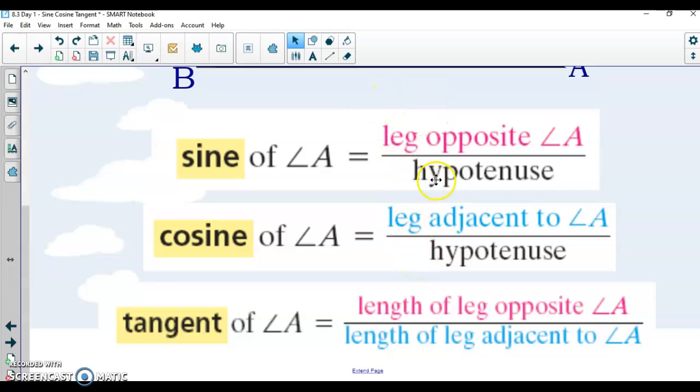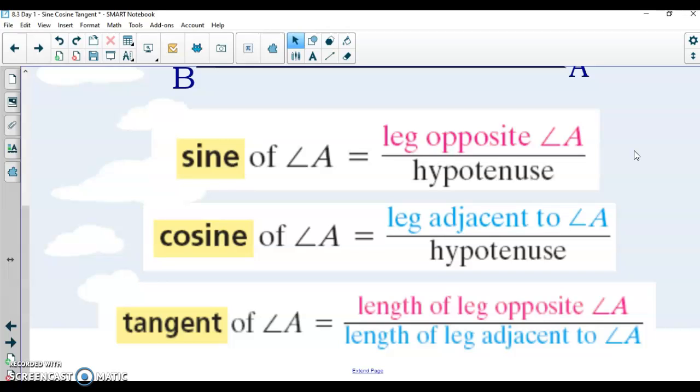Our sine function, or sine ratio, compares the length of the opposite leg to the hypotenuse. The cosine function compares the adjacent leg to the hypotenuse. And the tangent function compares the opposite leg to the adjacent leg. I think of this as having these three tools, and based on the information that we're looking at, we have to decide which two sides we either know the length of or are trying to figure out the length of.